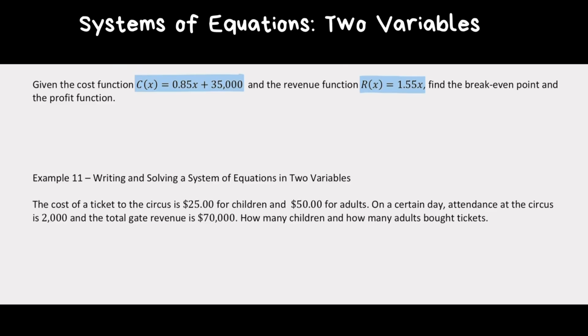Okay, so if you were to graph this, the cost function, here's my 35,000, and it's got a positive slope, so it's going to be something like this. This is the cost function, okay? The revenue function has a steeper slope, okay? The break-even point is when cost and revenue are equal to each other. So break-even is when cost equals revenue. Okay. Profit is when revenue is more than cost because you're bringing in more than you're spending.